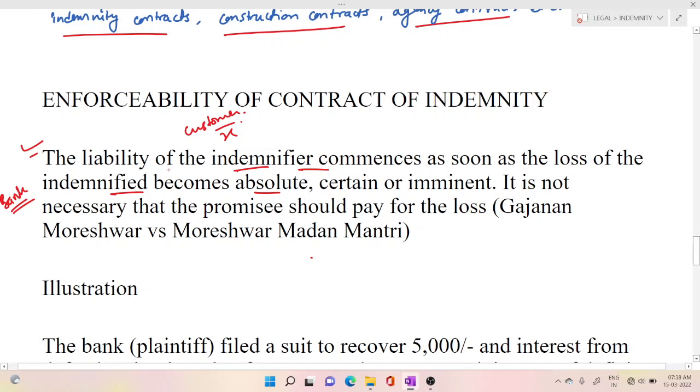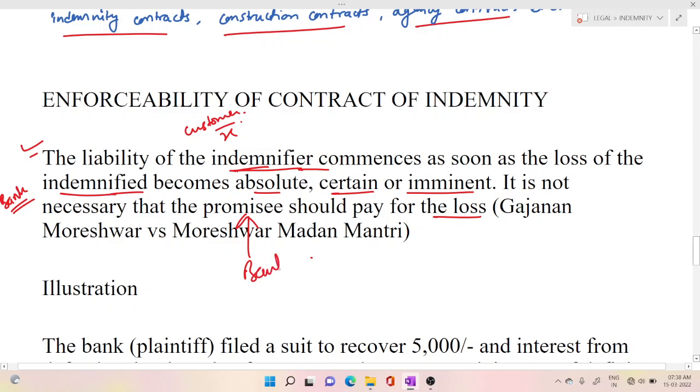Okay, the liability of that indemnifier, the customer, commences as soon as the loss of the indemnified, that is the bank, becomes absolute, certain or imminent. It is not necessary that the promisee should pay for the loss. Okay, and who is the promisee here?